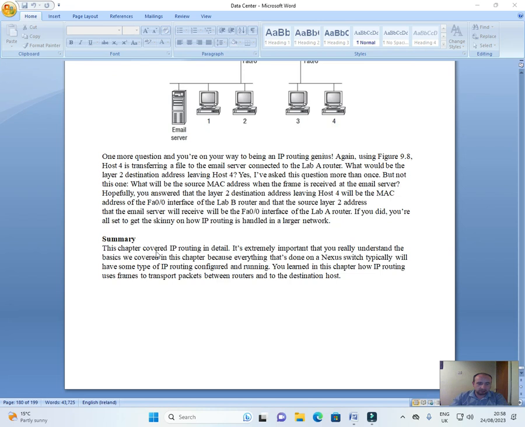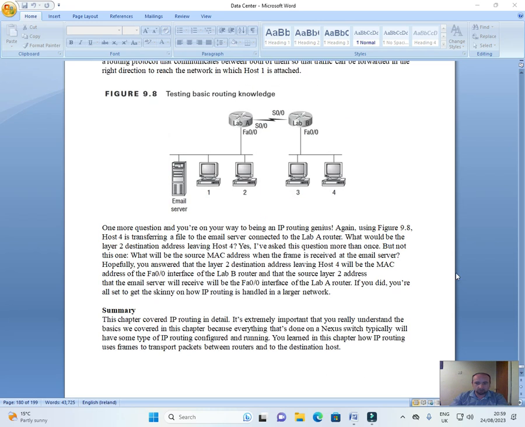Summary. This chapter covered IP routing in detail. It's extremely important that you really understand the basics we covered in this chapter, because everything that's done on a Nexus will typically have some type of IP routing configured and running. You learned in this chapter how IP routing uses frames to transport packets between routers and the destination host address.